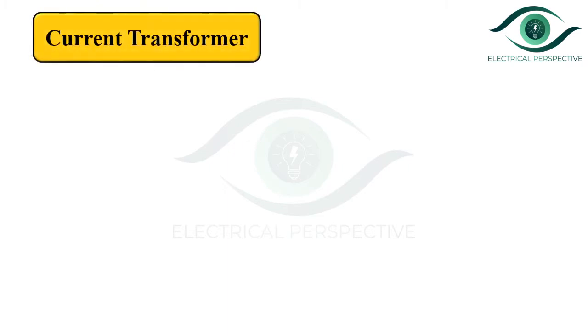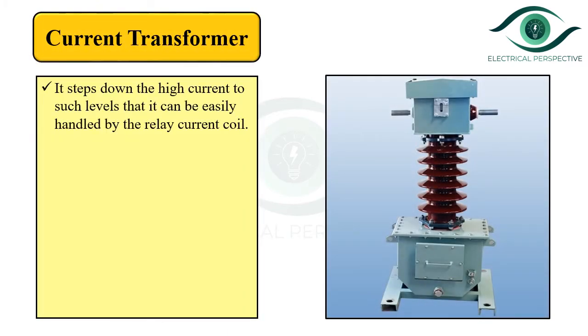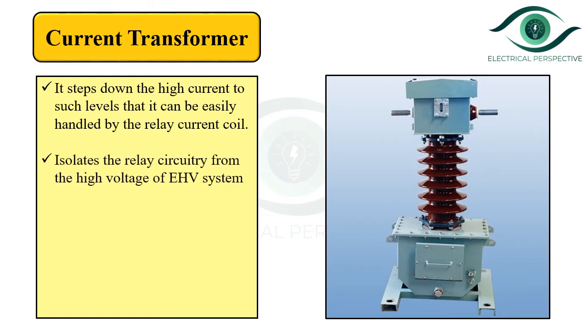The first basic component is the current transformer. We know that the large alternating currents cannot be sensed or pass through the relay current coil directly. So, current transformers are used to step down the high current to such a level that it can be easily handled by the relay current coil. In addition to that, it isolates the relay circuitry from the high voltage of EHV system.